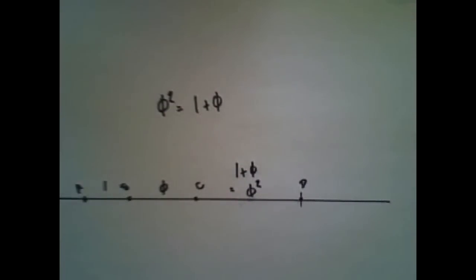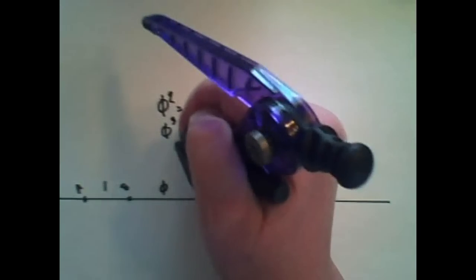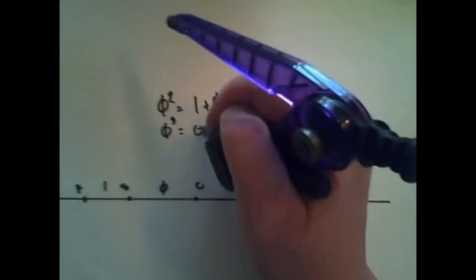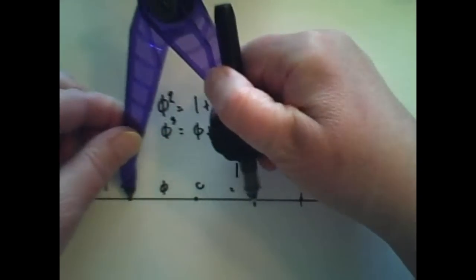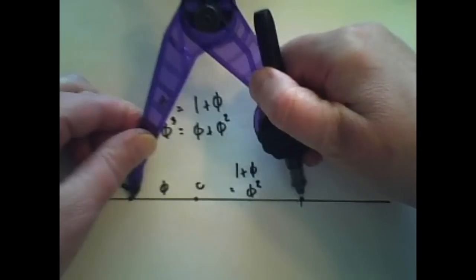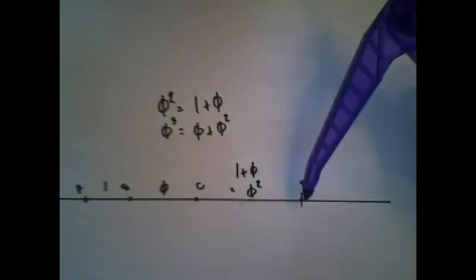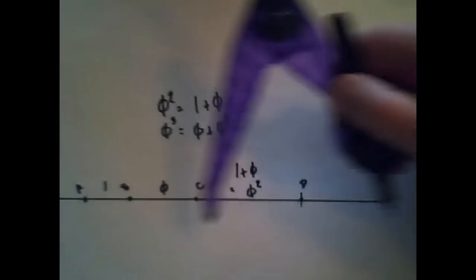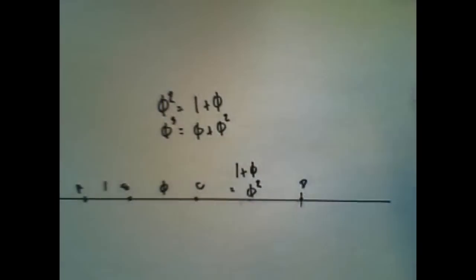Now I don't quite have enough room here to show you the whole thing, but if I wanted to make a segment that was phi cubed units long, I would have to sum phi and phi squared. So I would simply find this distance. That distance is phi cubed. Don't quite have enough room to put it over here and show you, but I could, if I had a long enough line segment, extend this, but this is still the distance.